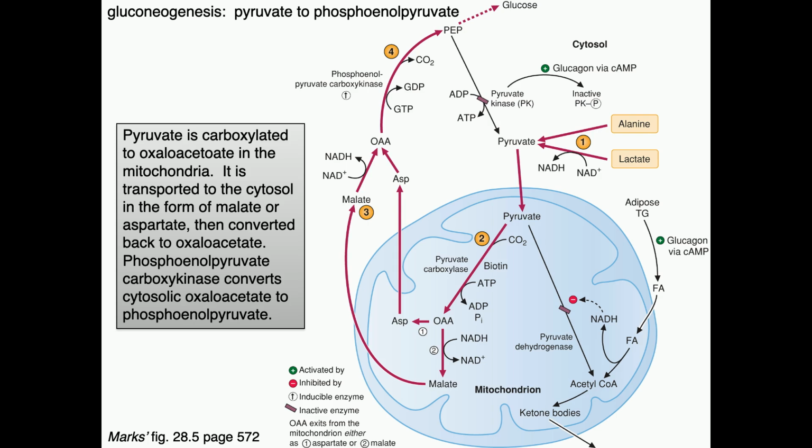Oxaloacetate then, this leaves the mitochondria. So just to make this simple, and then I'll make it a little bit more complicated: the simple part is oxaloacetate in the mitochondria goes to oxaloacetate in the cytoplasm. It can go either through malate or aspartate to get out of the mitochondria. So there's no oxaloacetate transporter across the inner mitochondrial membrane.